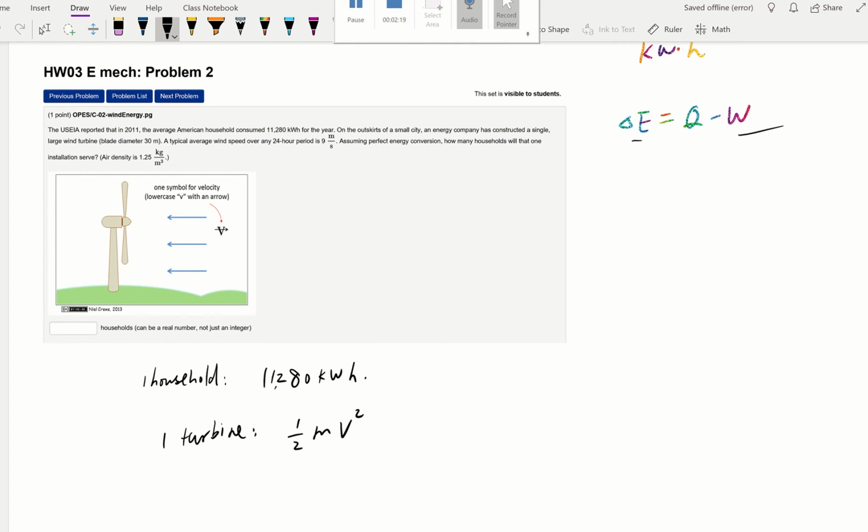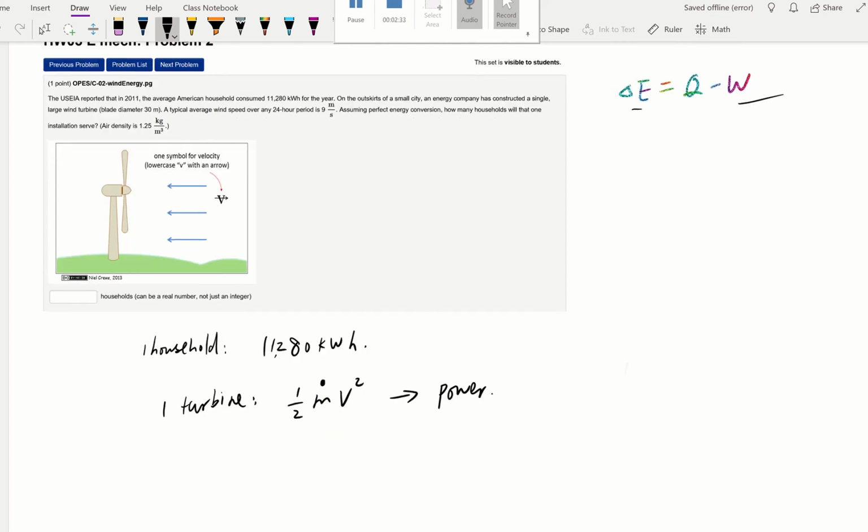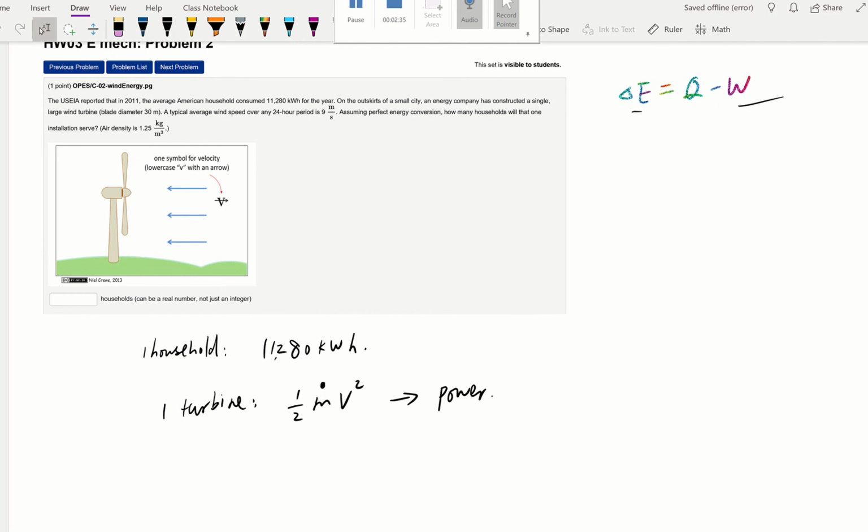However, we don't know the mass. Do we know the mass? We don't. However, we can maybe define a mass flow rate. So it's going to be kinetic energy divided by time, and that's basically power. Then if we find the power, we're just going to figure out the 24 hours a day, and then we figure out this is per year. So we have to figure out 365 days a year and how much energy the turbine produced. Our goal is to find this, then we'll figure out the time.